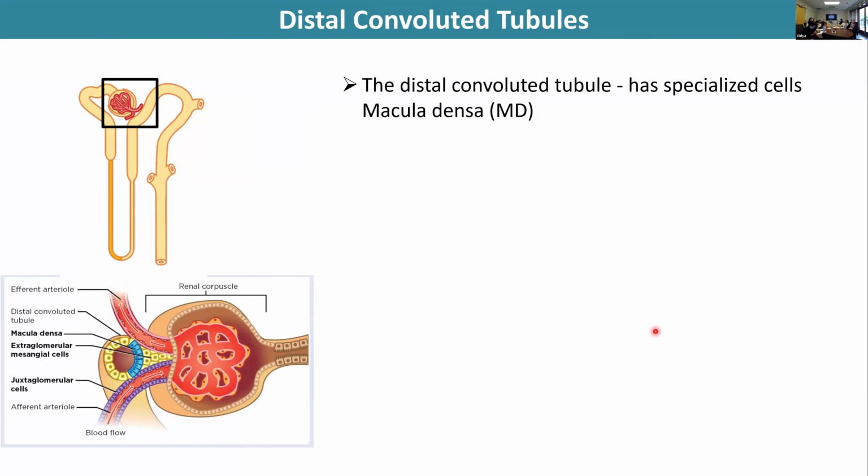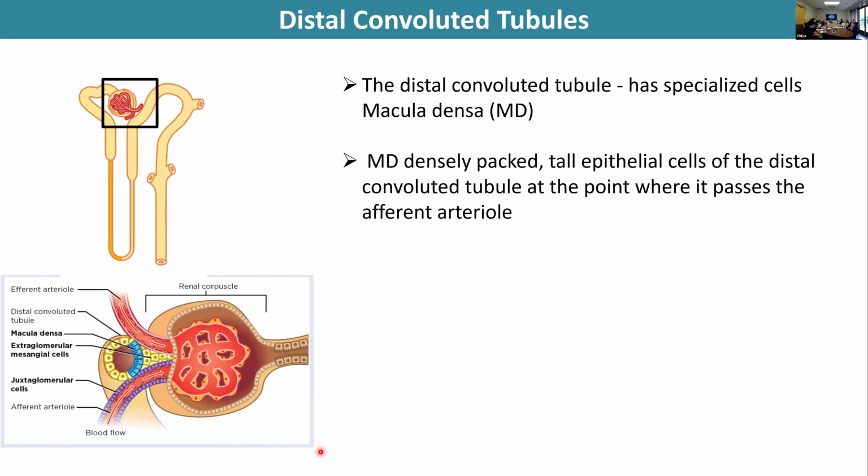So the macula densa is a part of the distal convoluted tubule, as I mentioned here before. They are the specialized cells of the distal convoluted tubule. And they are tall epithelial cells, like you see here, and they're densely packed. And the part of the distal convoluted tubule which touches or passes the afferent arteriole, that region is called the macula densa.